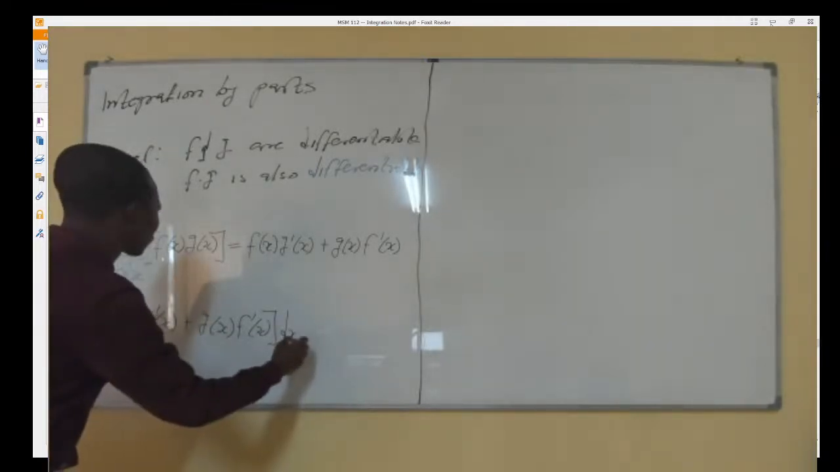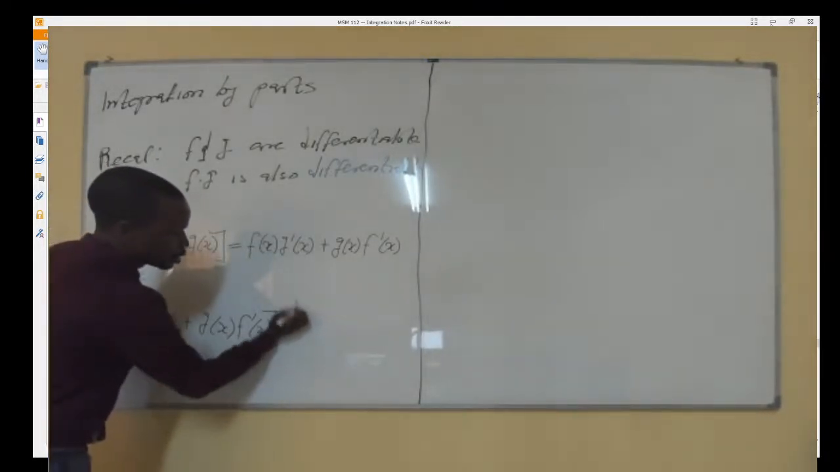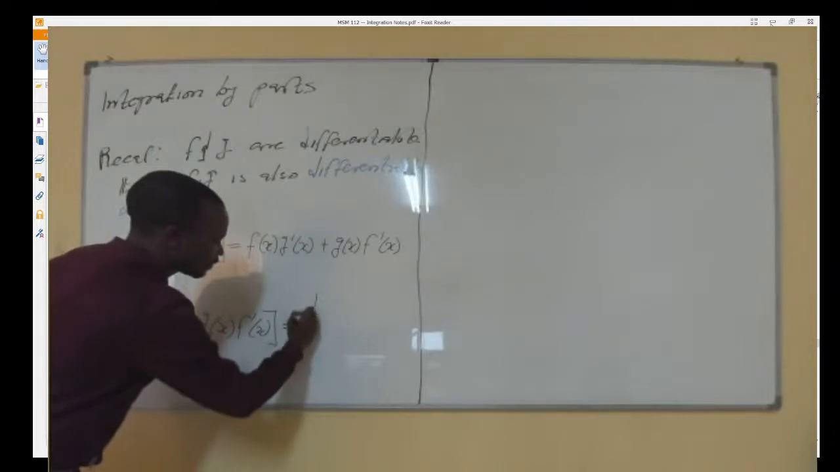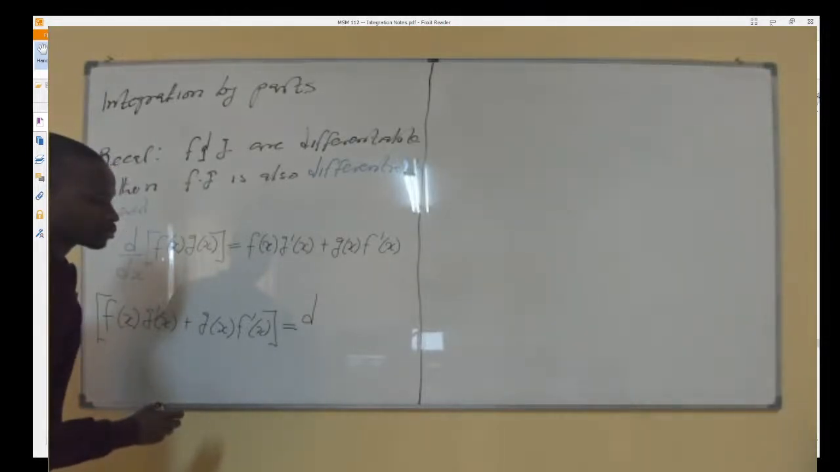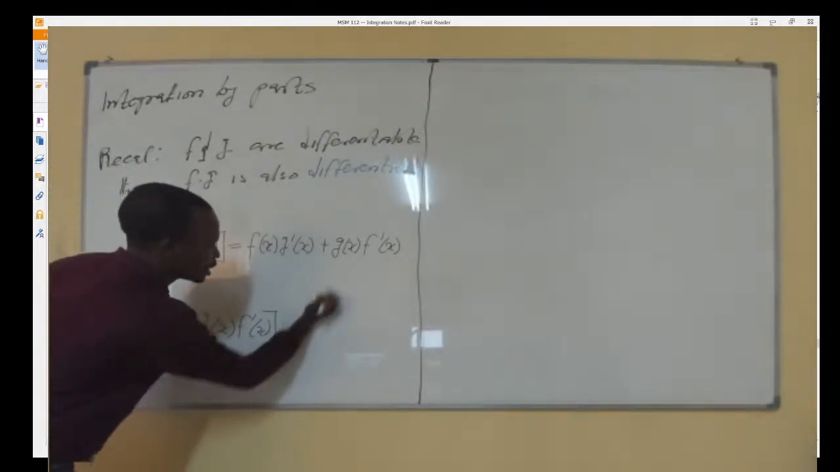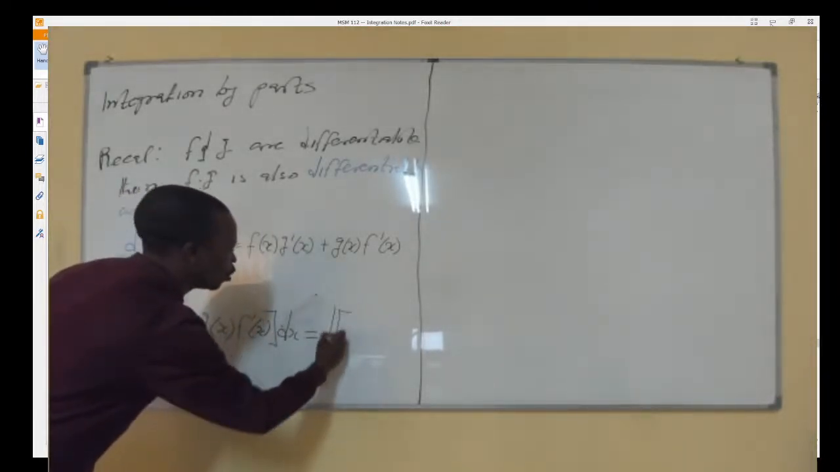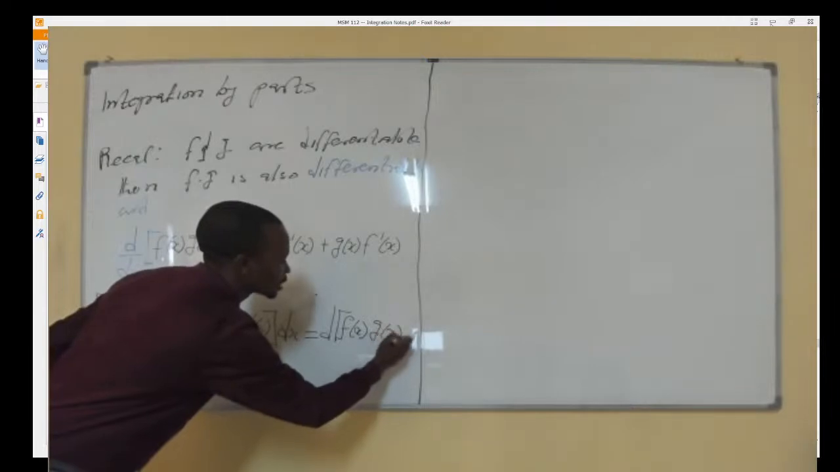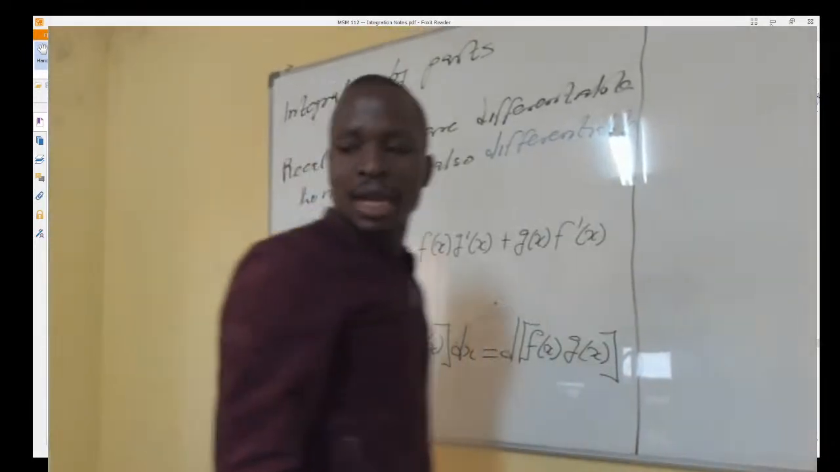Then times dx, which is equal to the derivative of the function f of x times g of x. Sorry, we're supposed to put dx here. So dx, which is equal to the derivative of the function f of x times g of x. So this is what you're going to have.